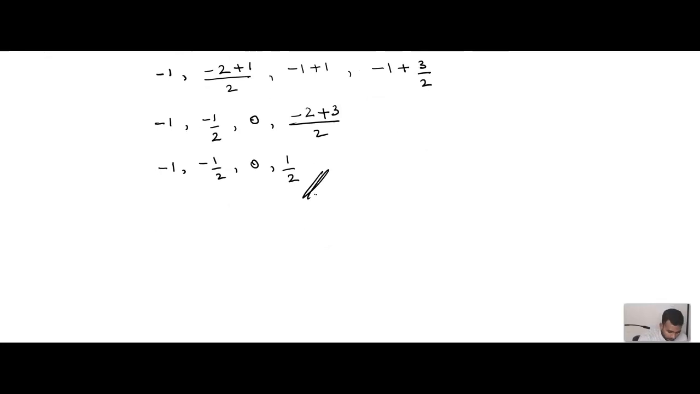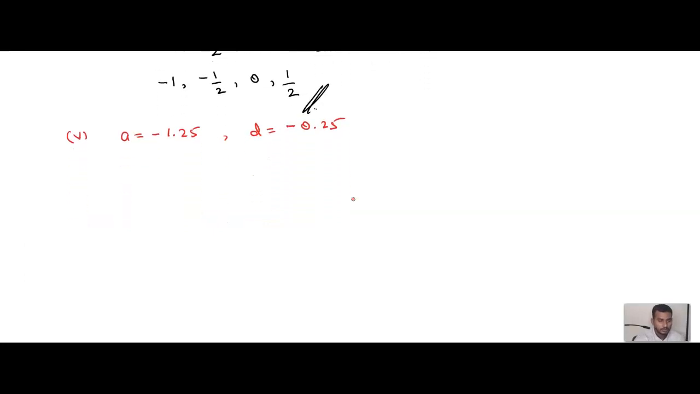Now similarly, what is the next option? Option number 5, that is the value of A is minus 1.25. It's given in decimal. No problem. The common difference value is minus 0.25. Done? Good. Now let me solve this answer.